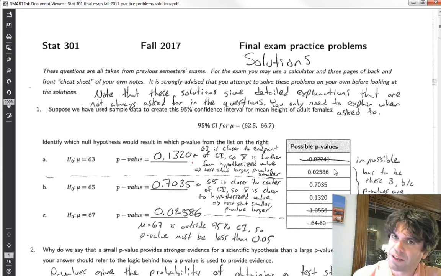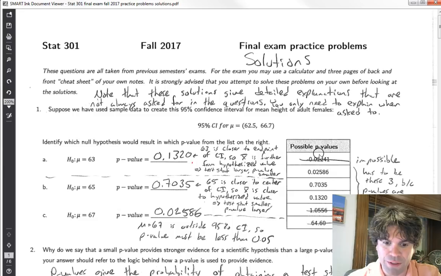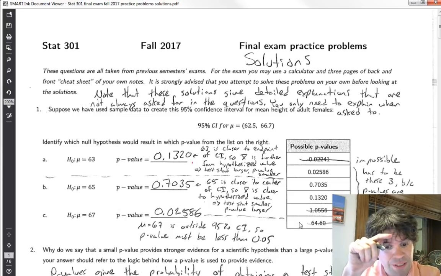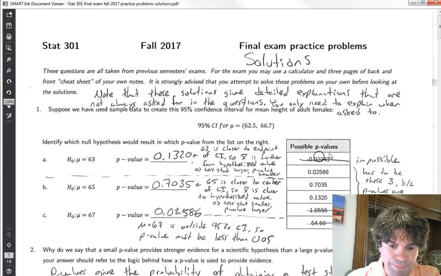And so the first thing I've done on these solutions is eliminate the ones that can't possibly be right because they can't be p-values. So this first one is negative, can't have a negative p-value. These two are bigger than 1, can't have that either. A p-value is a probability, so it's between 0 and 1. Now as far as deciding between these remaining three, well, one of them is less than 0.05.